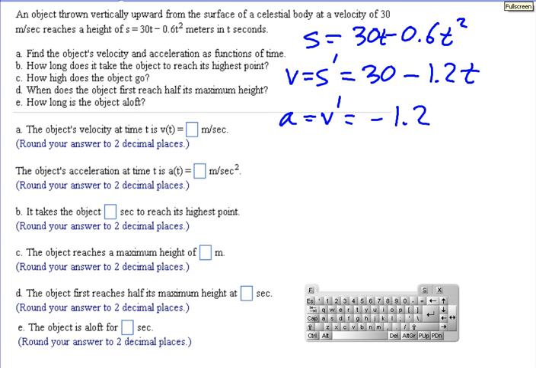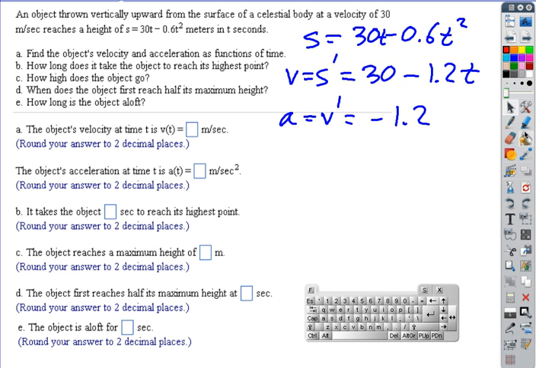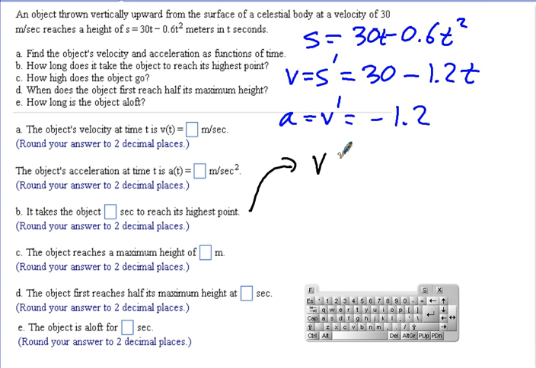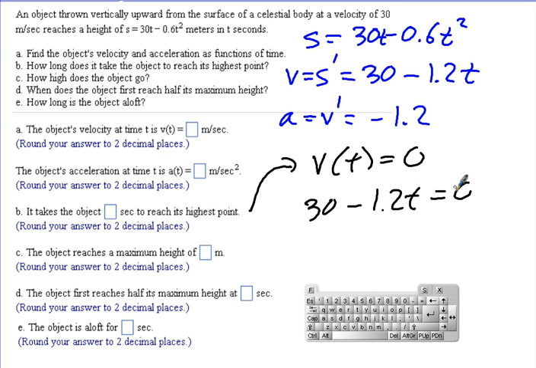It takes the object how many seconds to reach its highest point? Now here's where a little physics comes in. How do we know when this thing is at its highest point? Velocity is 0. Good. We could take this parabola and find the peak, but that's hard. We don't want to do that. It's much easier to just say when the velocity changes from positive to negative, that's when we're at the apex, right? So for this problem we'll just set velocity equal to 0. So 30 minus 1.2t equals 0 when t is 30 divided by 1.2, which is what?